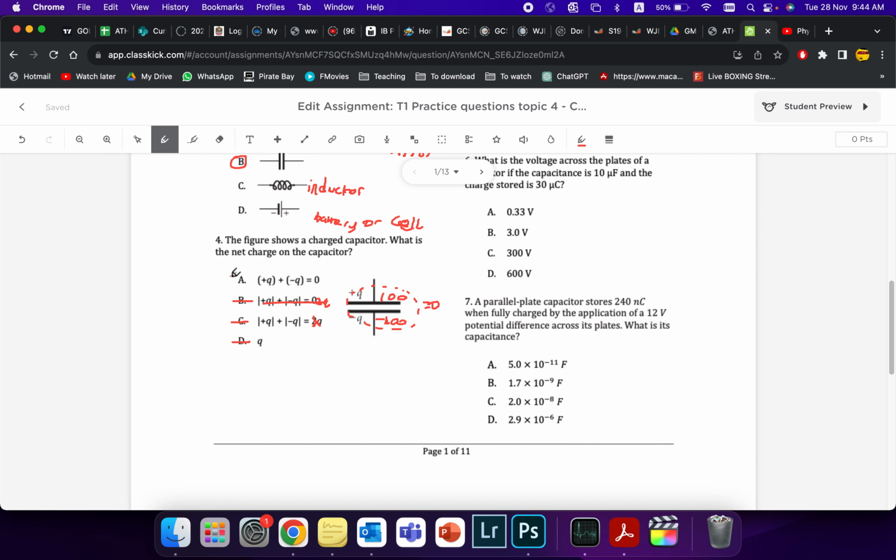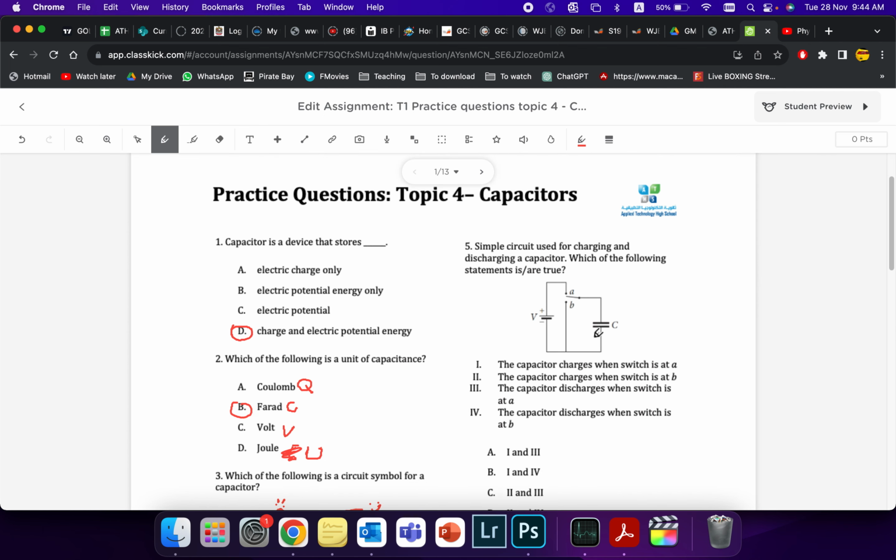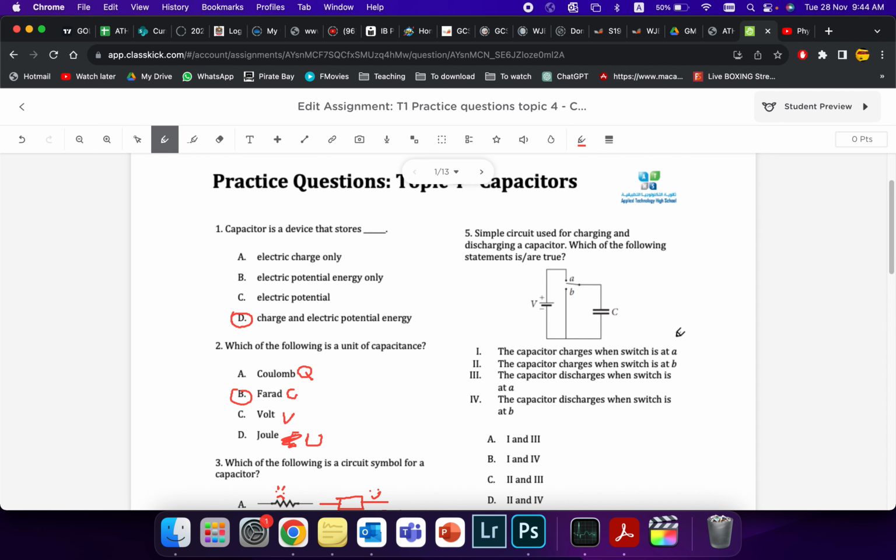And that means A is the best answer. Plus 100, minus 100, 0. This is good. Okay, so let's move on. Simple circuits for this. Very nice. I love simple circuits. This is good. So we have a capacitor, we have a switch. A would lead me that way. B would lead me that way.